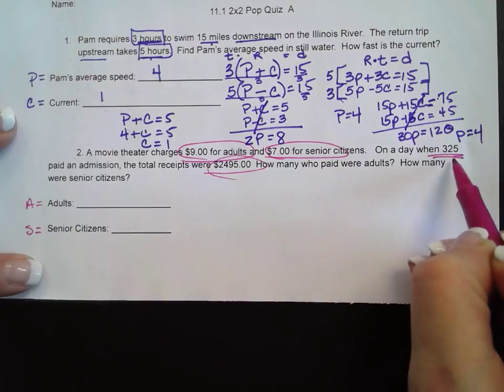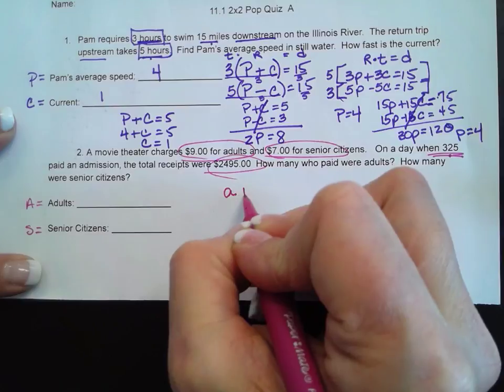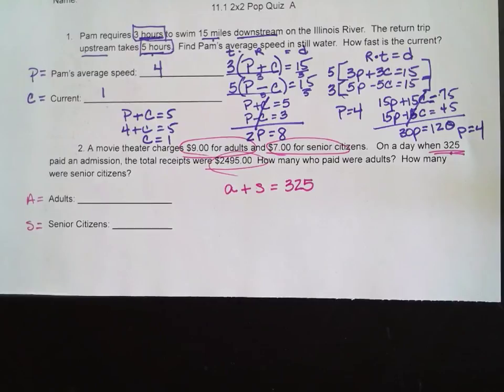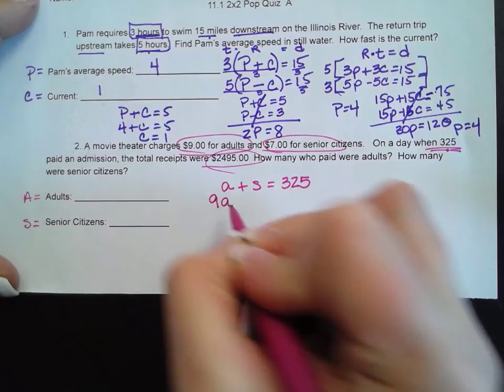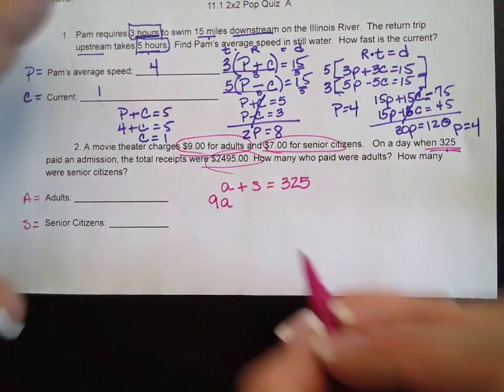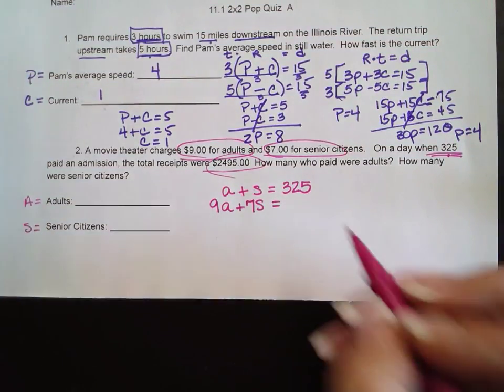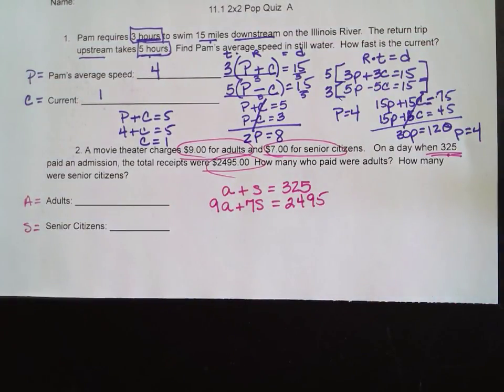And then on that same day, I know there were 325 tickets sold. So the number of my adults plus the number of my senior citizens were 325. Good about that? Okay, now do the money one. So if I had 9 times the number of adult tickets I had, and I had 7 times the number of seniors I had, my total income would have been $24.95. Does that make sense?